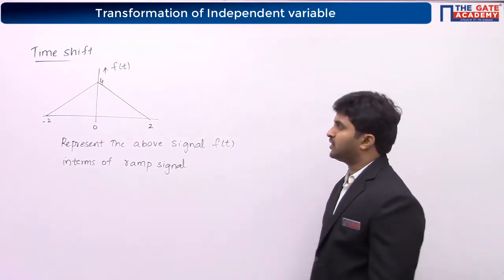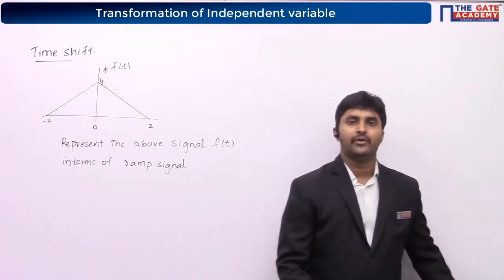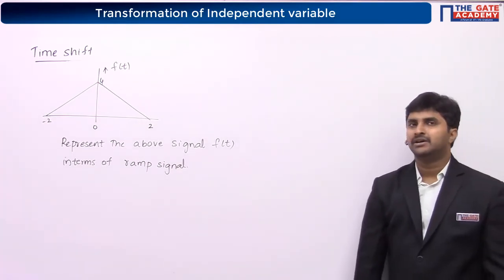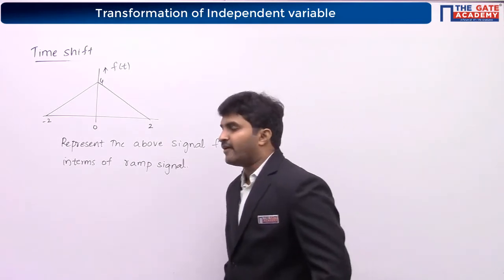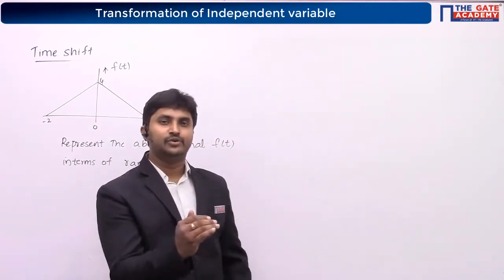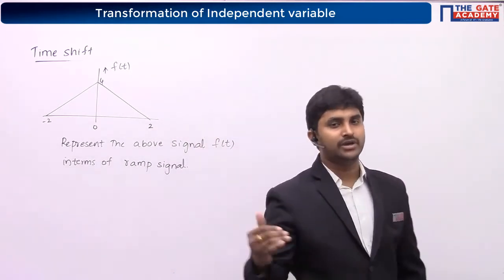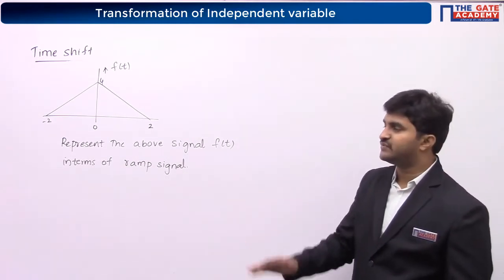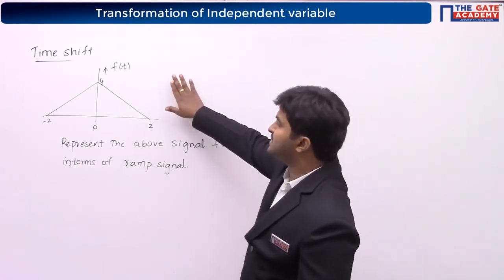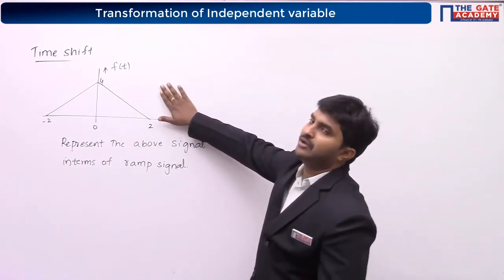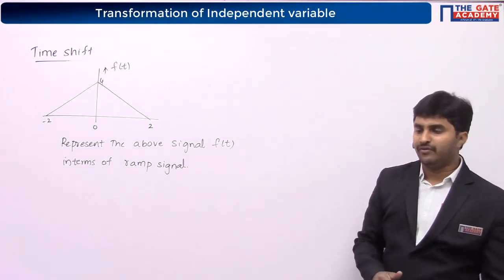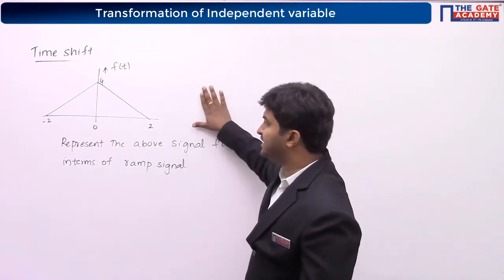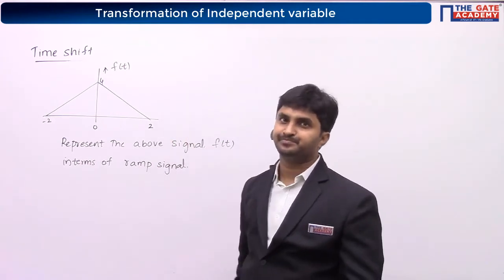So students, whatever we have learned in terms of step, we have to blindly apply in the case of ramp. We have discussed sudden change in amplitude in the case of step. But now here we have to change in terms of slope. That is the only change we have. Whatever we have seen in the case of the step signals in terms of amplitudes, now we have to see it in terms of slopes.